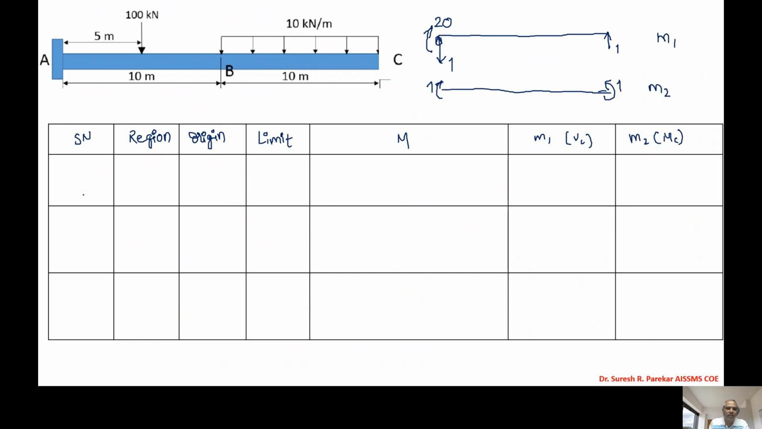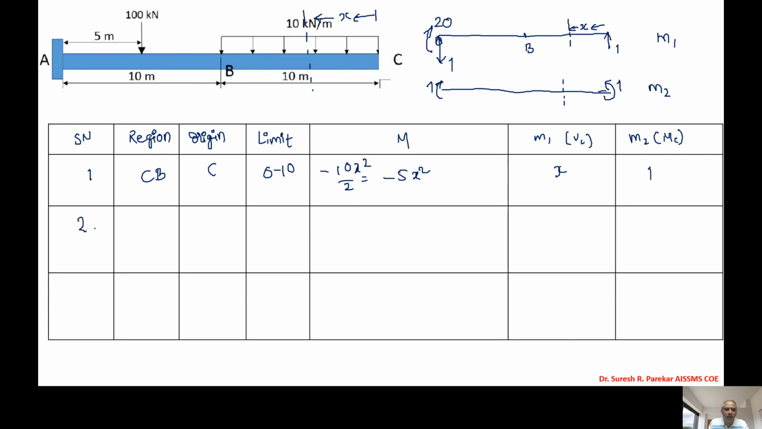And now we will start with serial number 1, region CB. So we have started from the right side. X we will consider from C, and the origin is C, limit 0 to 10. We have minus 10x square by 2, which will be minus 5x square. Now M1, if I take this as x, then we have 1 into x, so x. And M2 we have minus 1, plus 1 because we have anti-clockwise.